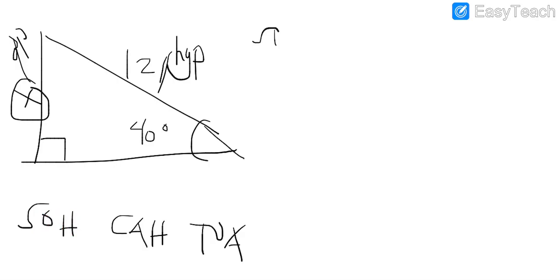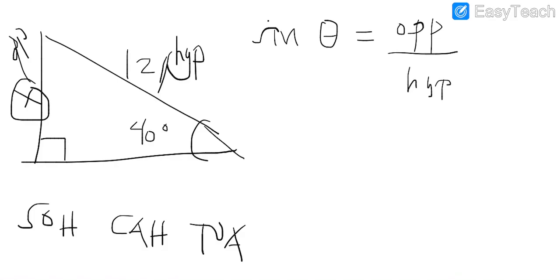So, sine theta is equal to the opposite over hypotenuse. Alright, our theta here, or the degree, is 40 degrees. So we will write 40 degrees here. The opposite side, that is x. Substitute the hypotenuse, that is here 12. So let us substitute 12.